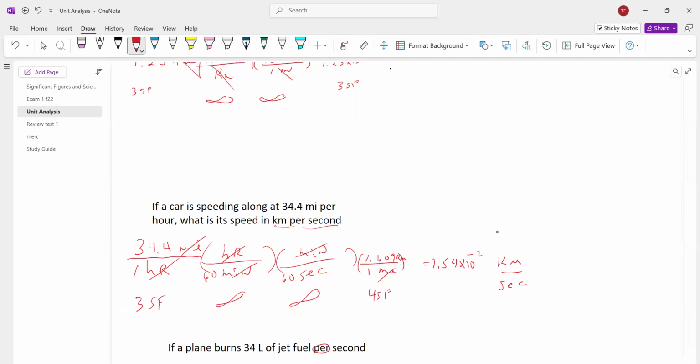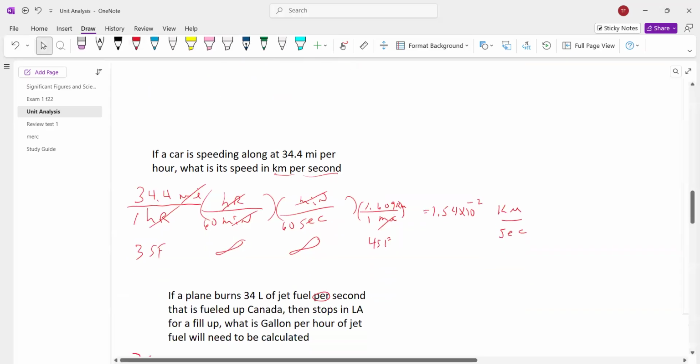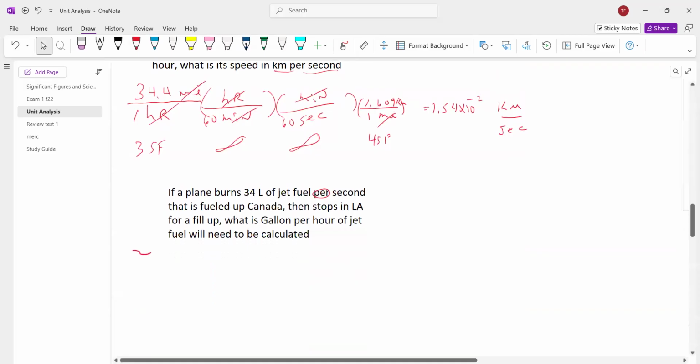Okay, let's do one more. And this is a good one. 34 liters per second.